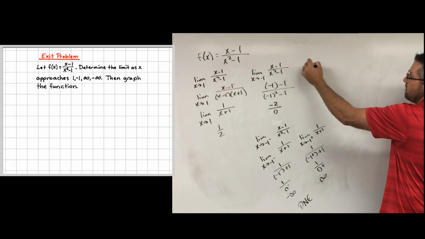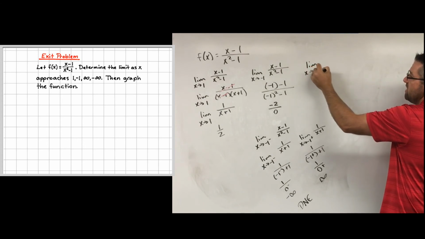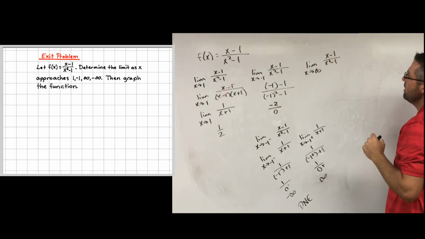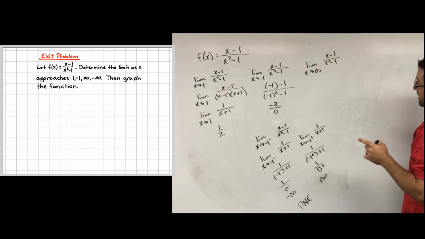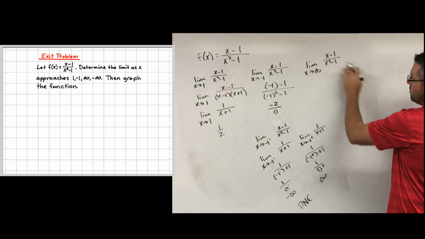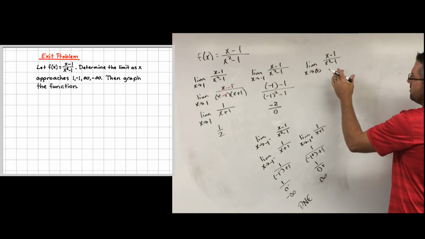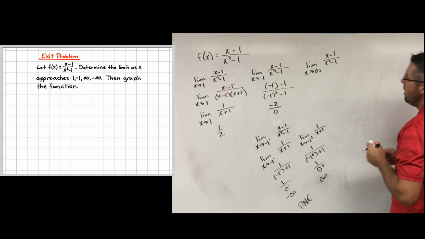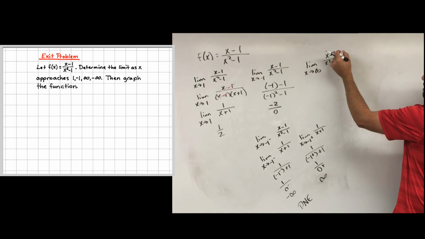All right, the last thing we need is the limit as x approaches infinity of x minus 1 over x squared minus 1. And remember, we plug in infinity, we're going to end up with indeterminate. Infinity minus 1 is infinity. Infinity squared minus 1 is infinity. That's indeterminate. So because this is infinity, we can try dividing by the highest power.